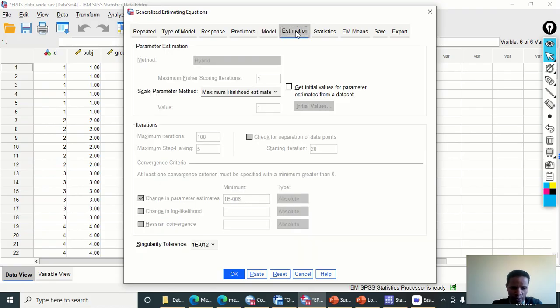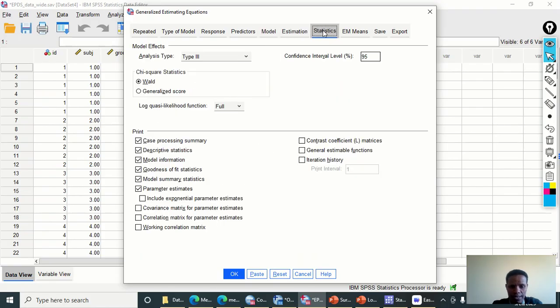Estimation method, we are not going to do anything. In the statistics, what we are going to do is the working correlation matrix. In order to see the correlation coefficients, we can check this working correlation matrix. And if we are interested to report the beta coefficients in the form of odds ratio, we can select this include exponential parameter estimates over here. So hereafter we can click on OK.